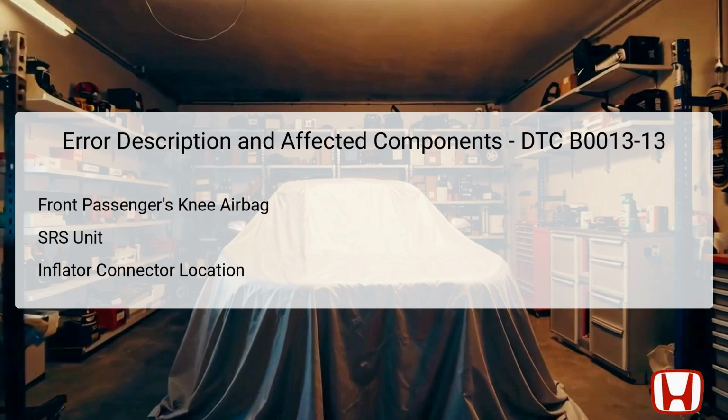The SRS unit continuously monitors various inputs to ensure the airbag system functions correctly. If it detects an open circuit or increased resistance in the airbag circuit, it flags this error by storing DTC B0013-13. The inflator connector, specifically a 2-pin connector, is critical for proper communication between the airbag and the SRS unit. Other affected components may include wiring and connectors leading to the inflator, which are essential for operation.